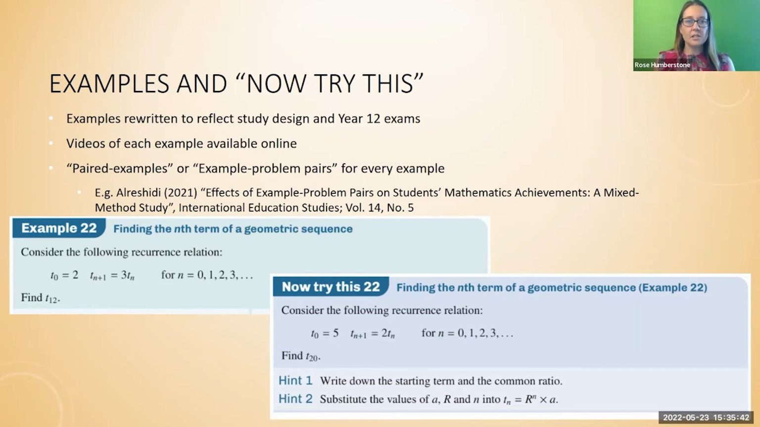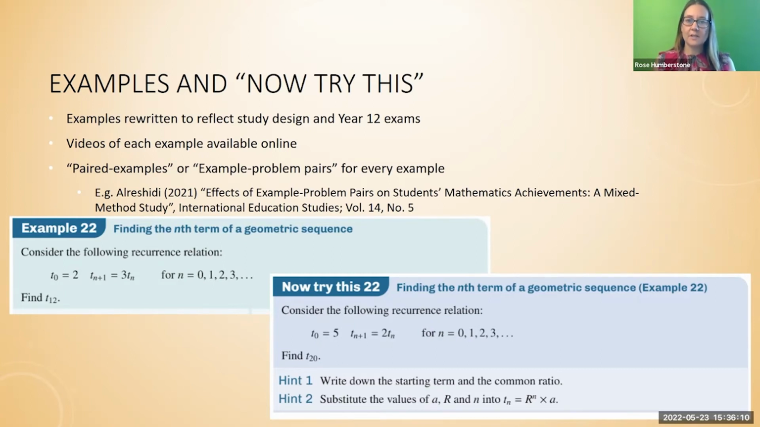The newest initiative, though, is our use of paired examples or example problem pairs. In this case, we've called them Now Try This. The way it works is that for every example in the textbook, which has a fully written solution underneath, there is a very similar question called a Now Try This immediately afterwards. The Now Try This has a question and a reference to the example that it refers to.